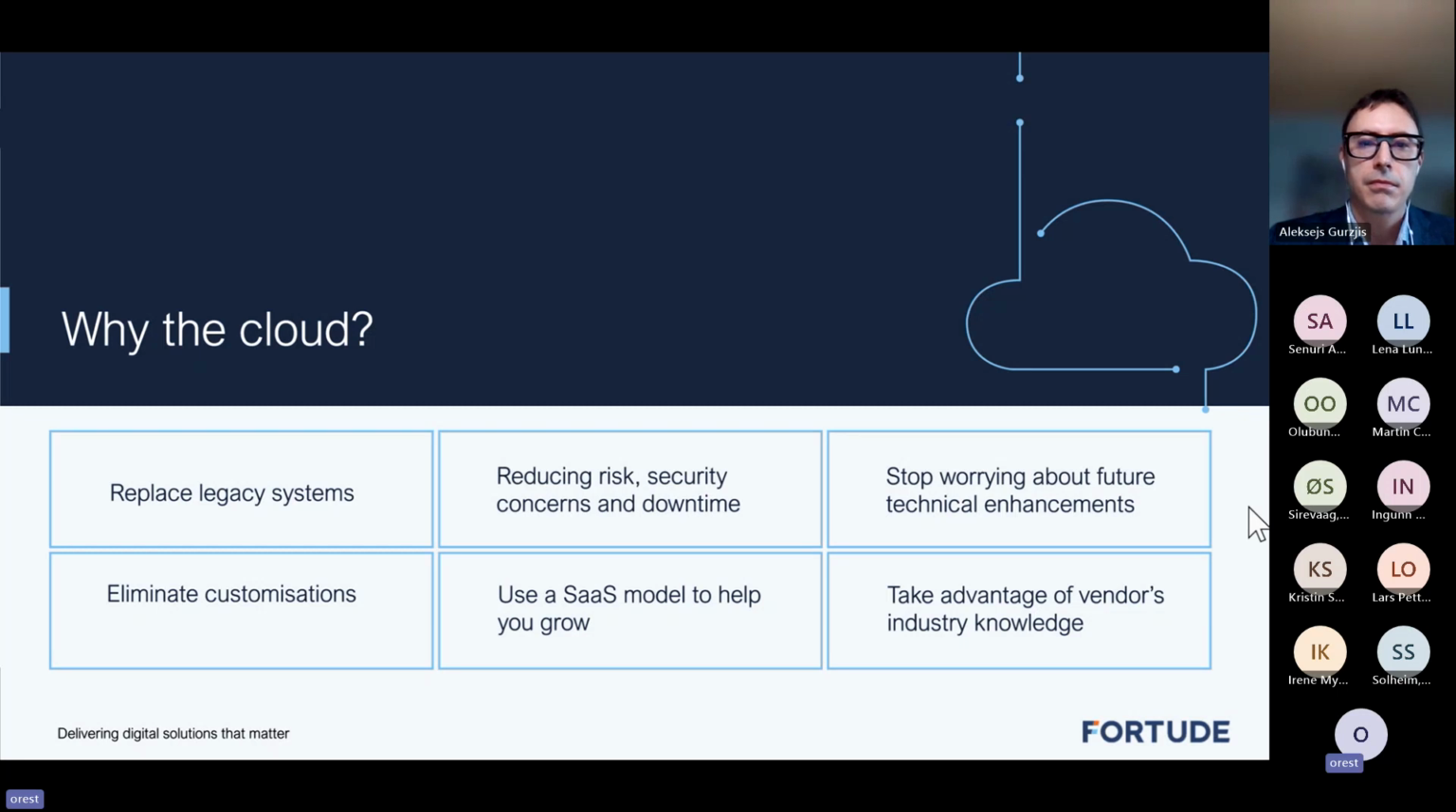For some reason, when I share, it stops. So hold on for a second here.